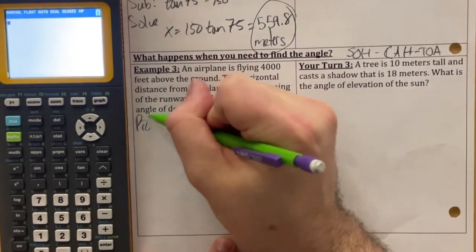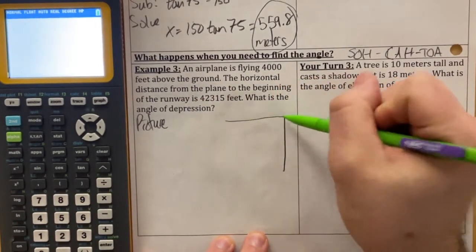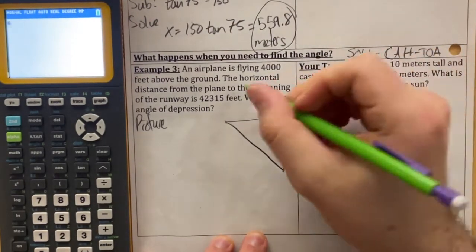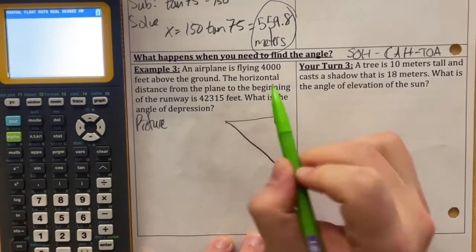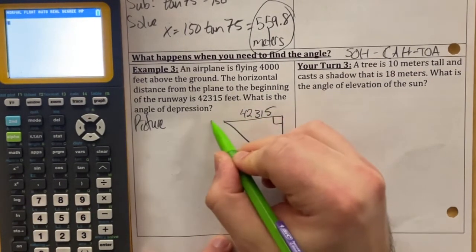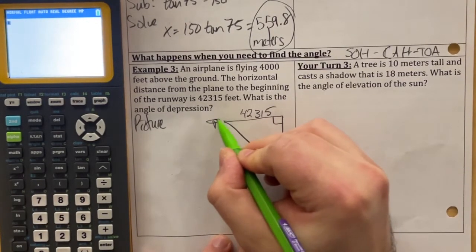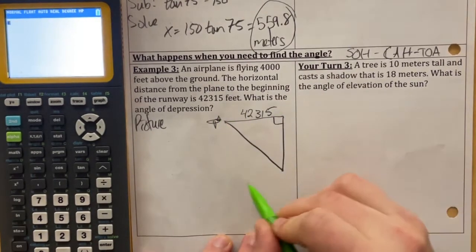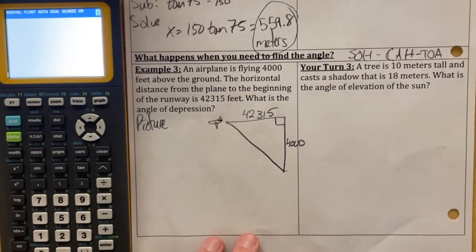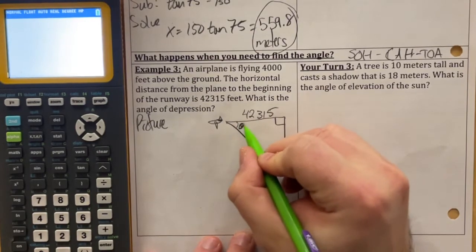So I'm going to have this picture. When I draw that picture, you can say, all right, something like this. Real rough looking picture, but that's okay. I'm saying the horizontal distance is 42,315. I'm saying this plane, something like this. It doesn't have to be perfect, but at least you can have that idea. I can have that runway at the bottom. I'm saying it's 4,000 feet off the ground. So now I'm looking for this angle right here, this angle theta.